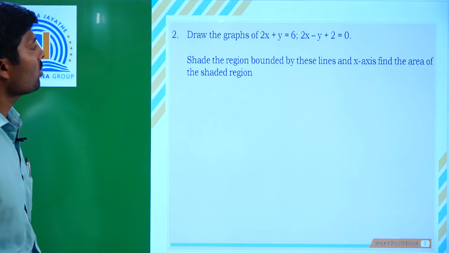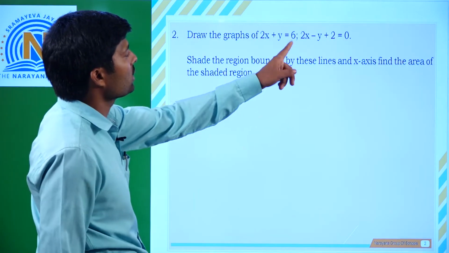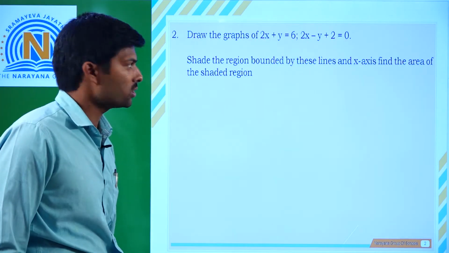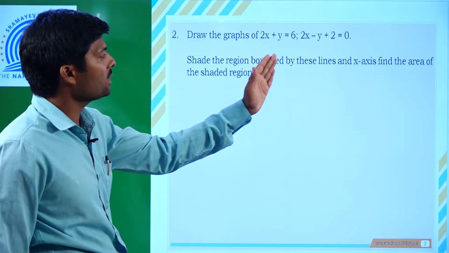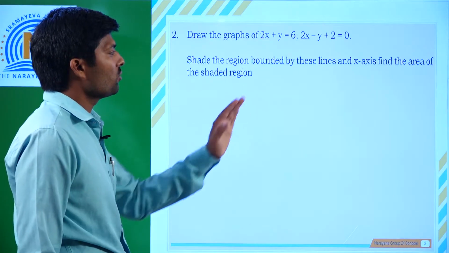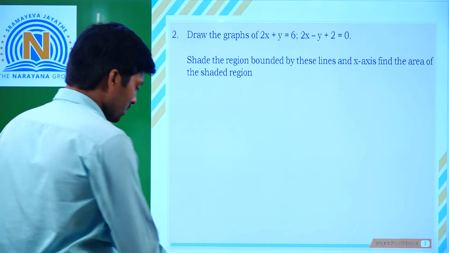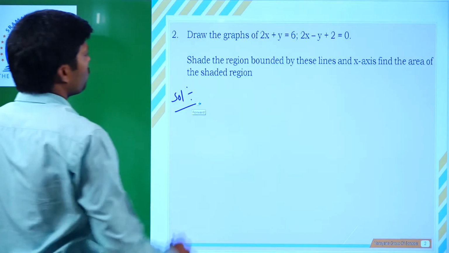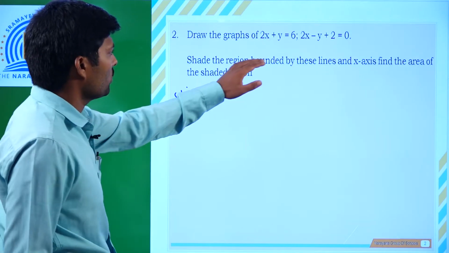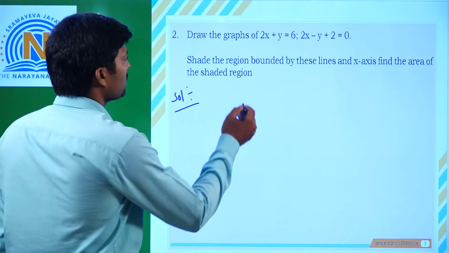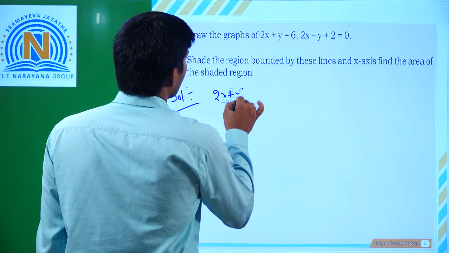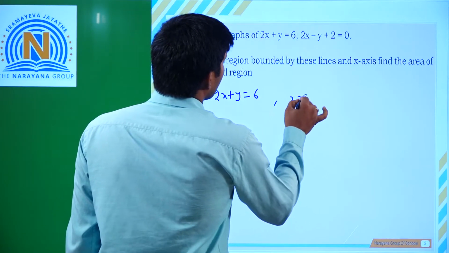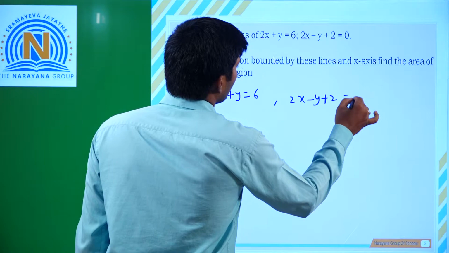Draw the graph of 2x plus y is equal to 6 and 2x minus y plus 2 is equal to 0. Shade the region bounded by these lines and the x-axis. Find the area of the shaded region. So let us find the shaded region. First of all, which type of lines are these two? Let us take the first equation 2x plus y is equal to 6 and 2x minus y plus 2 is equal to 0.